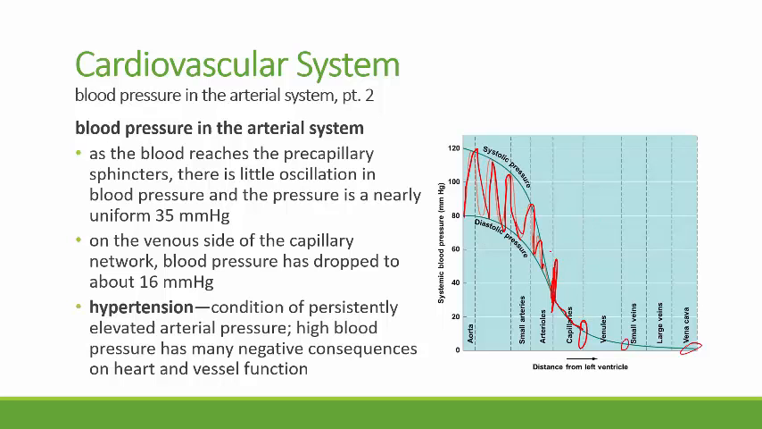So hypertension then, or high blood pressure, is consistently elevated arterial blood pressures. And high blood pressure has lots of negative consequences on the heart function and on vessel function. So think especially out there in the capillary networks where there's no connective tissue to help support and protect the capillaries from damage, then those tiny little I can't think of the name of it, but you know what I'm talking about. The little gaps between the cells, the intercellular channels. There we are. That's the name of it. Those intercellular channels can get ripped open and wider because of the damage that additional blood pressure can cause there.